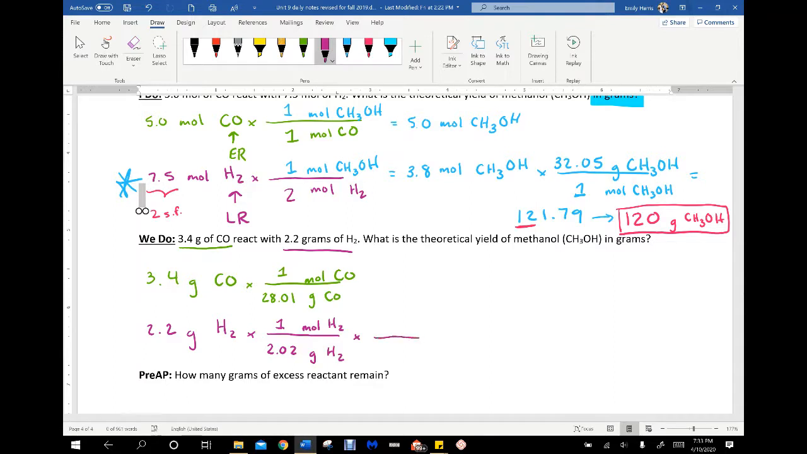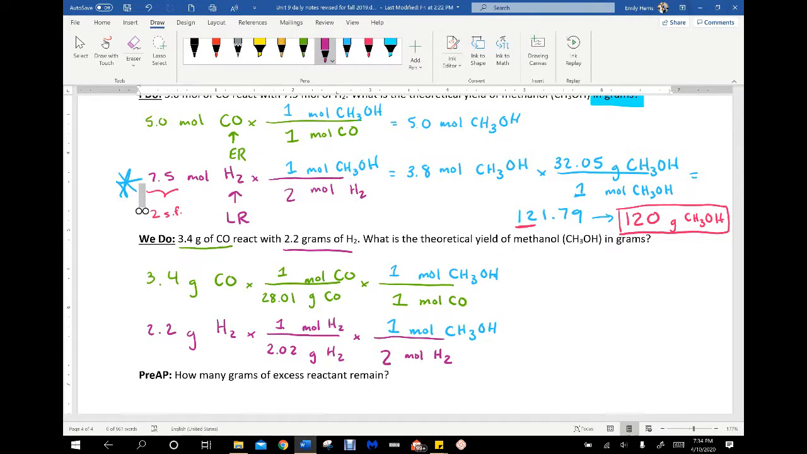Then we're ready to go to the mole ratio, where we compare the moles of each reactant to the moles of product. And this should look the same as the problem we just worked because we're having the same reactants, same products. So the mole ratio for methanol, its coefficient is 1. Carbon monoxide has a coefficient of 1. And hydrogen has a coefficient of 2.